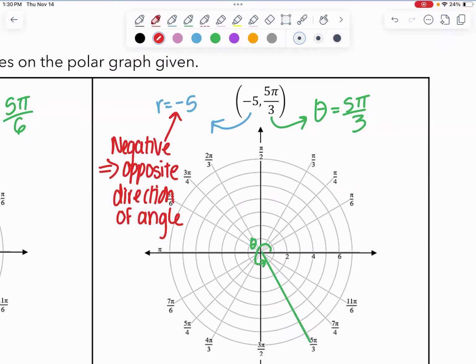Opposite, I can finish writing that word, opposite direction of angle. So the angle would typically go outward, would go this way. This is 5 pi over 3. In the exact opposite direction, I'm looking, by the way, at the pi over 3 angle in quadrant 2, so 2 pi over 3. In the opposite direction, I'm going to go 5 units. It's 5 units in the opposite direction. So we have 1, 2, 3, 4, 5. So this right here is the point, -5 comma 5 pi over 3.